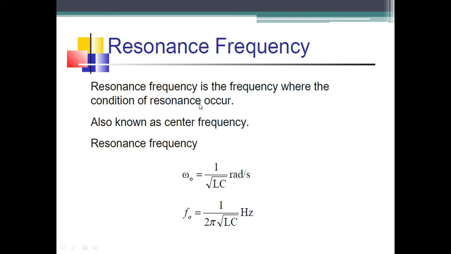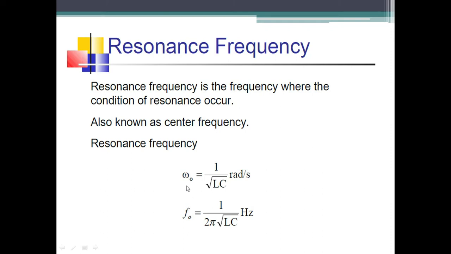For that case we have to find the resonant frequency, which is calculated as omega 0. Basically omega stands for the angular frequency, and its value is equal to 2 pi f. Therefore omega 0 is equal to 1 upon square root of LC, radians per second. From that equation we calculate the value of the frequency f.